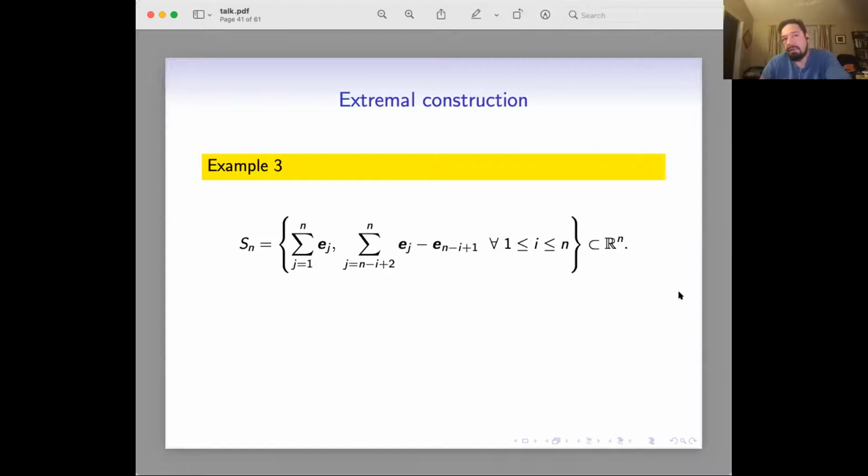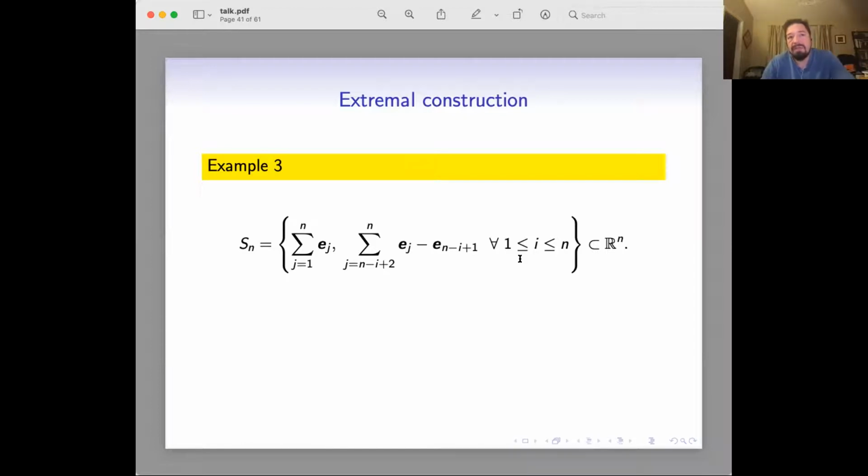Here's another one. Take the vector 1, 1, ..., 1, and in addition to it, vectors like this, for every i between 1 and n: the sum of the standard basis vectors from n minus i plus 2 to n, minus this. So again, just vectors with zeros, ones, and minus ones, cooked up just right, so that they cannot be covered by fewer than 3 parallel hyperplanes.